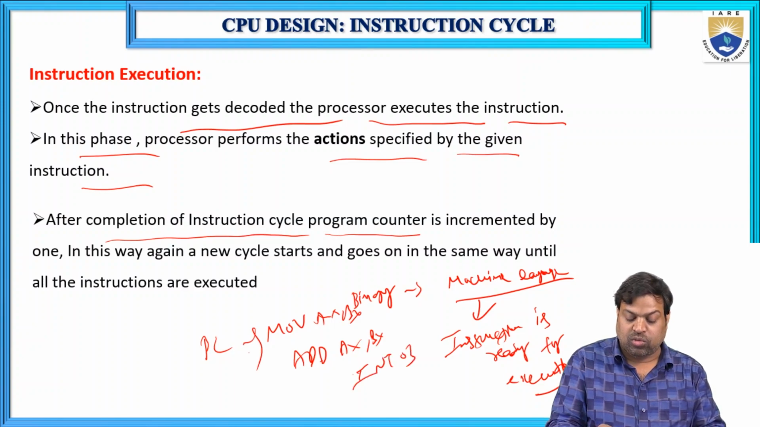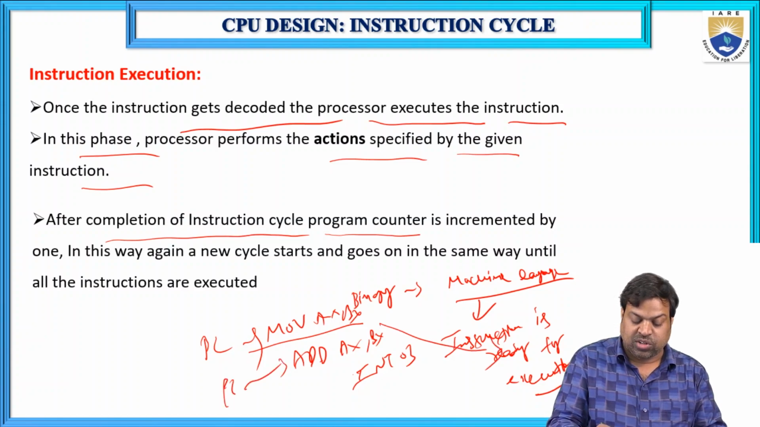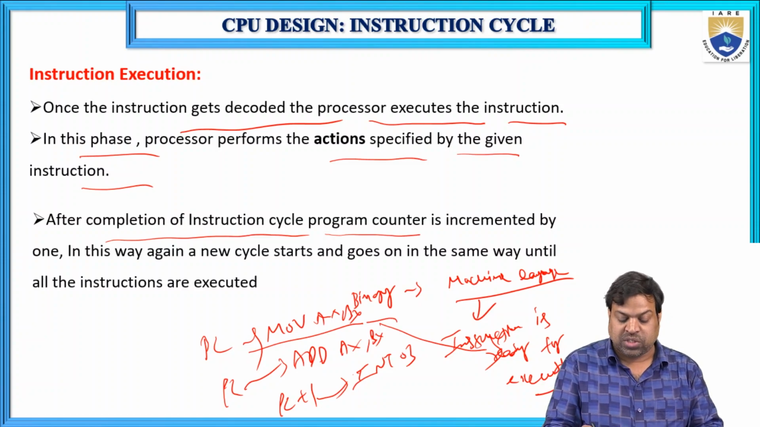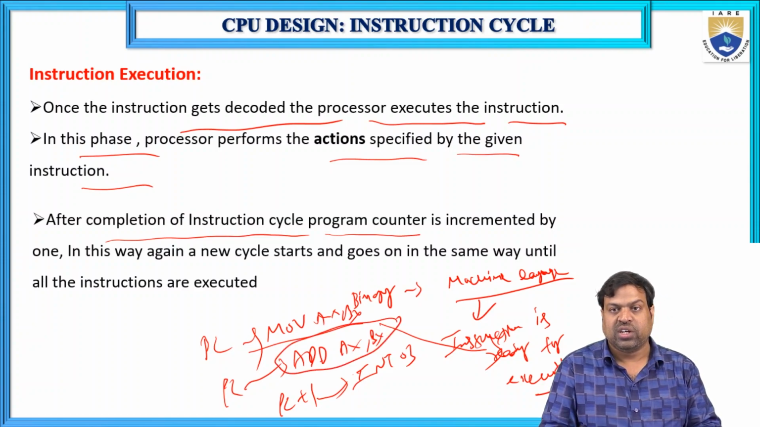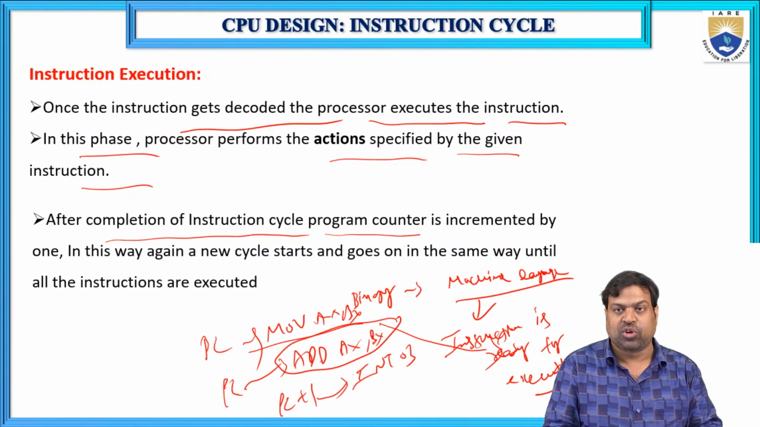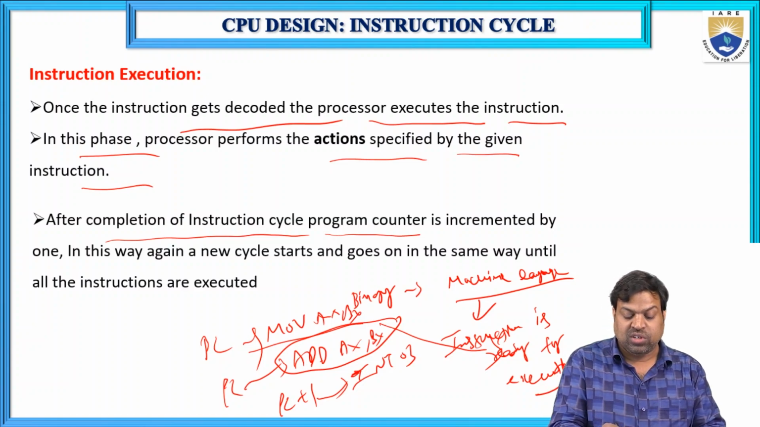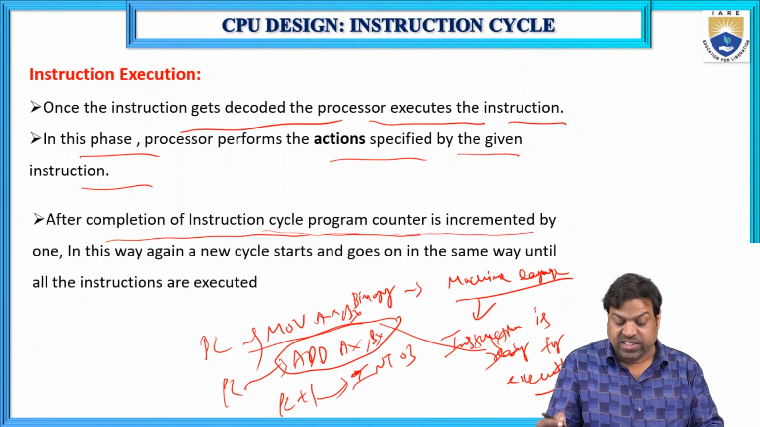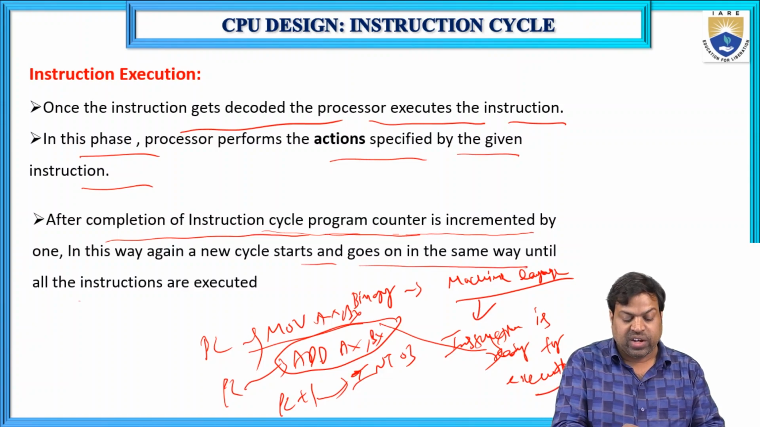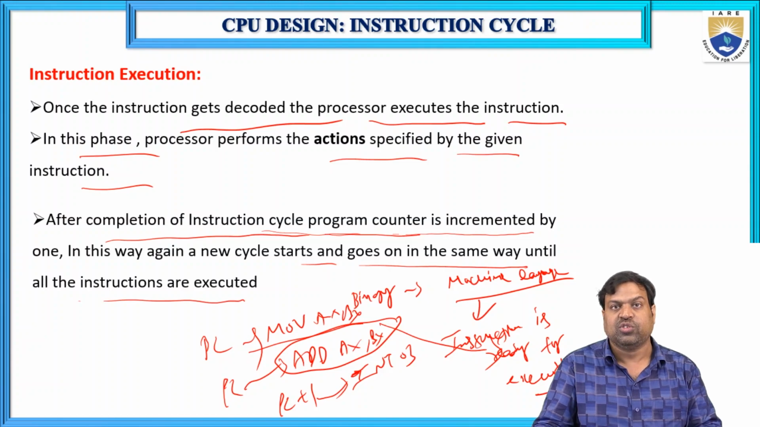So where is the program counter now? Move ax comma bx. Is it binary converted? Yes. Next it moves to the PC. So what about this one? It is PC plus 1, meaning presently it is ready for execution. Add ax bx is ready for execution. It is the program counter. PC plus 1 means it is ready. The next instruction is ready for execution. That is PC plus 1. So every instruction cycle, the program counter is incremented by 1, PC plus 1, like this. And again a new cycle starts and goes the same way until all the instructions are executed.